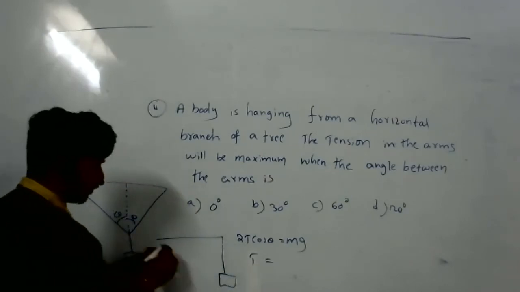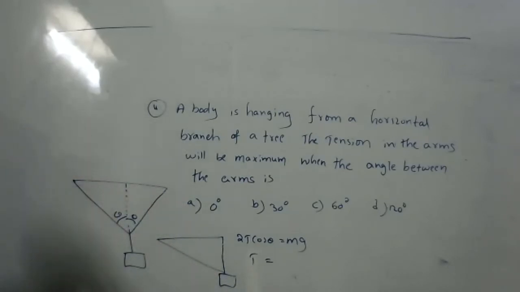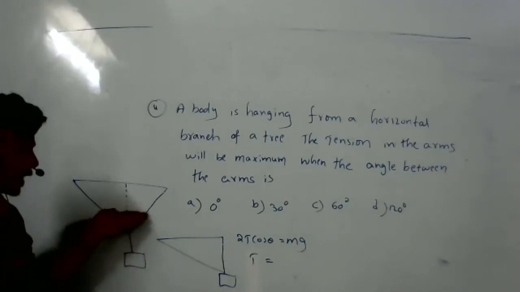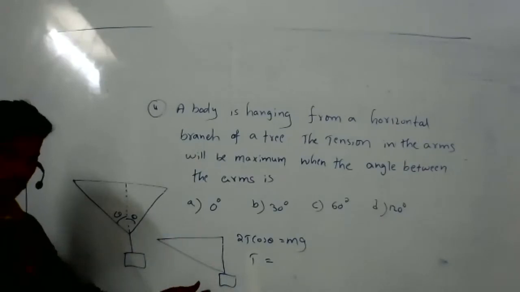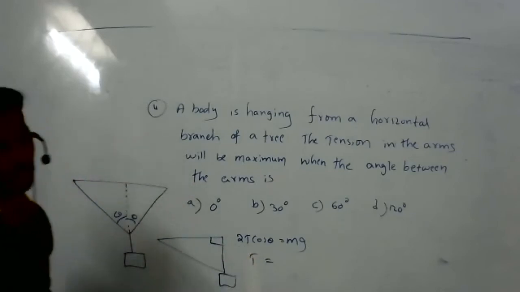Sir, but sir, this is the arm, right? The horizontal is the arm, right? Sir, isn't the angle between them 90? Yes, sir. Yeah, that will be 90 then.